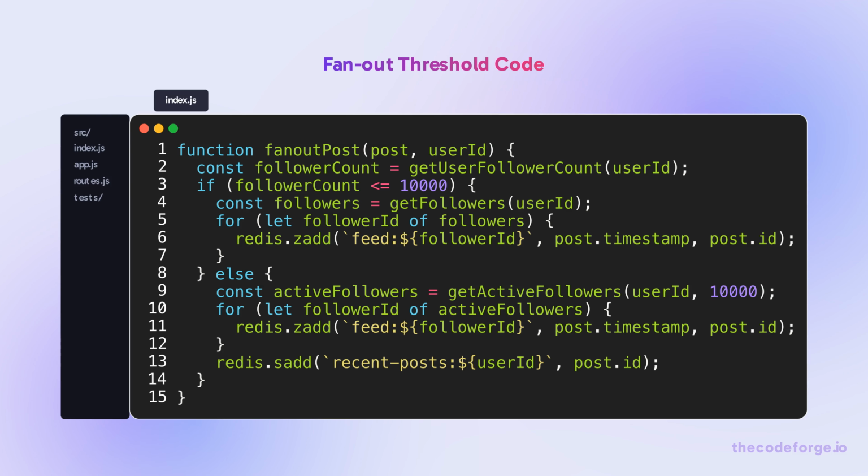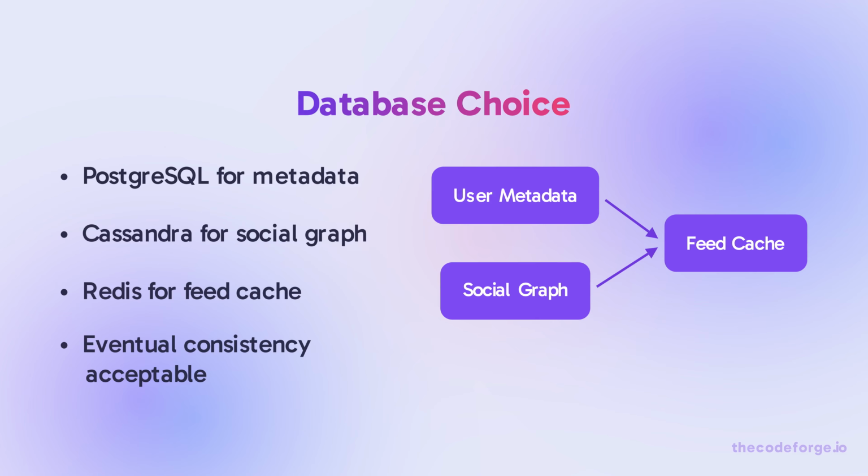This function checks follower count. If below 10K, push to all. If above, push only to active followers and mark the post for pull-based retrieval. This prevents write amplification. Instagram uses PostgreSQL for user metadata and posts, Cassandra for the social graph, follows, and Redis for caching.